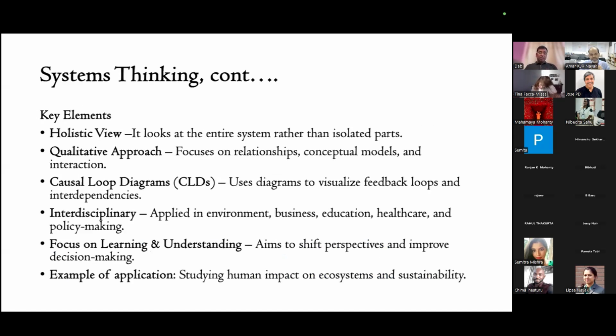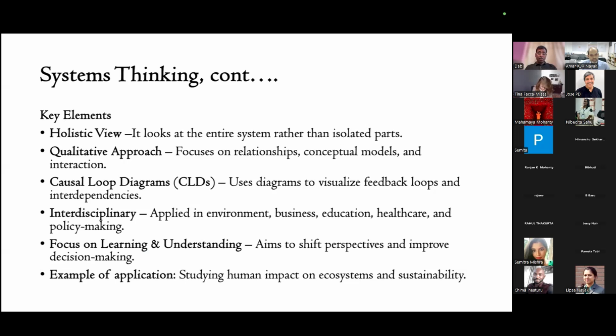The key elements of systems thinking are the holistic view, or holism. It looks at the entire system rather than the isolated parts. And as I said, the approach is broadly qualitative and focuses on relationships, conceptual models, and interactions. There are causal loop diagrams that interconnect different parts.